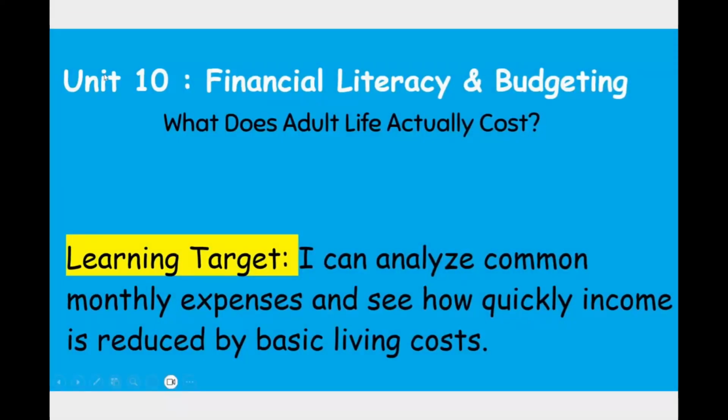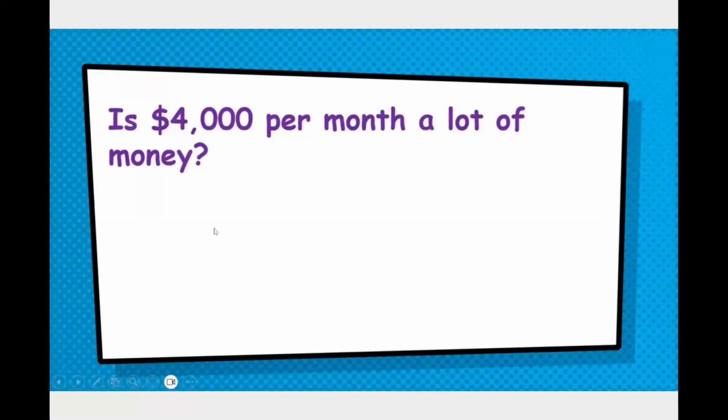All right, yesterday we looked at the reality of adult life. We looked at how to calculate our net monthly income. And today we're going to look at what adult life actually costs. So our learning target: I can analyze common monthly expenses and see how quickly income is reduced by basic living costs. So we're going to go back to our $4,000 per month example.